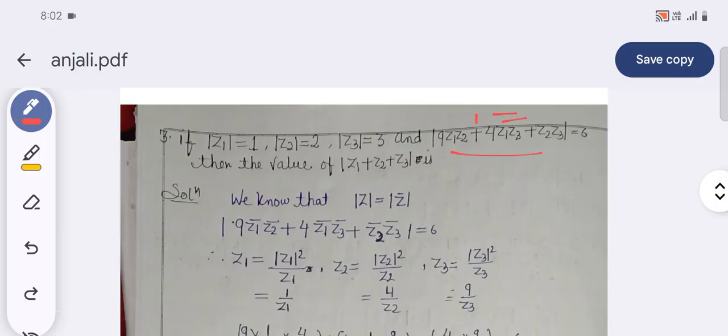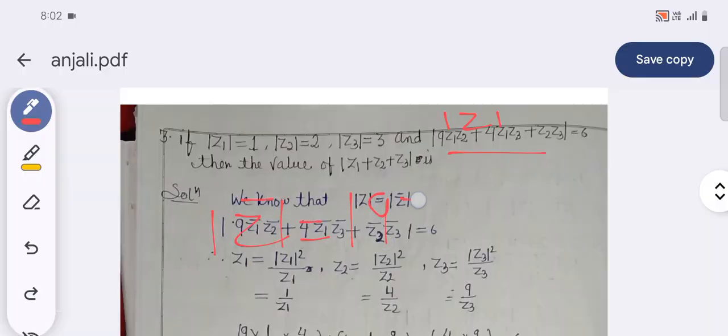I taught you a property: mod of z is equal to mod of conjugate z is equal to mod of minus z is equal to mod of conjugate of z. All these values will be equal. So with the help of this property, you can solve this question. We will use mod of z is equal to mod of conjugate z. It is clear? We can easily find out the value of mod of conjugate z.